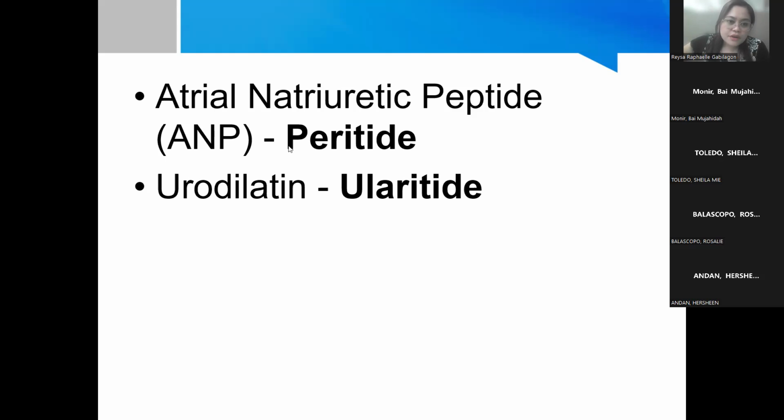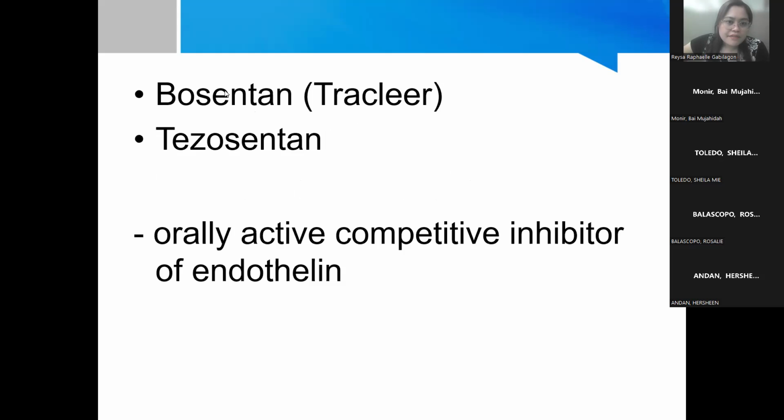So what are the examples of our endothelin inhibitors? We have this one, the bosentan and the tezosentan. This is orally given and is an inhibitor of the endothelin. So if you can still remember our first discussion, na-mention ko si endothelin class, kasabay sila ni nitric oxide, ni NO. These are endogenous substances released in the body. So endogenous talagang pinoproduce ng body natin. Pero ano yung kaibahan nilang dalawa?